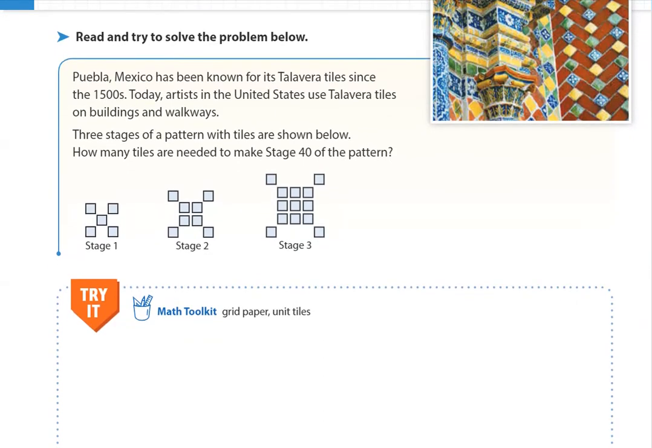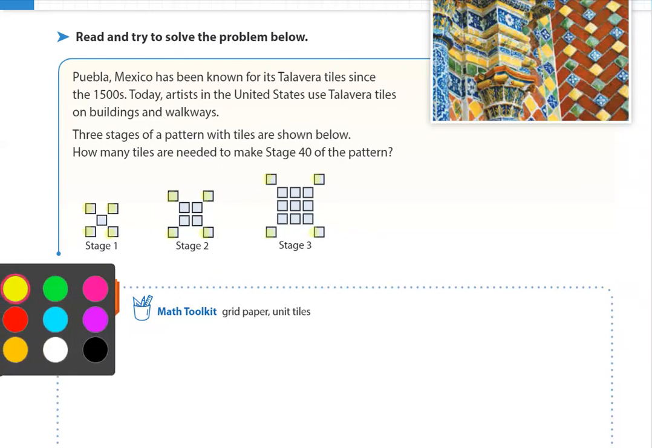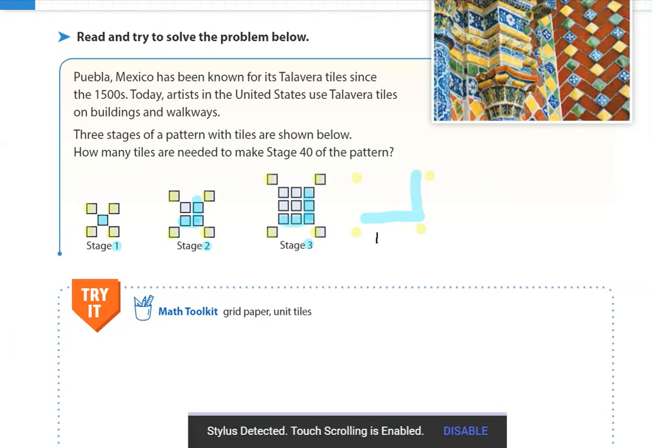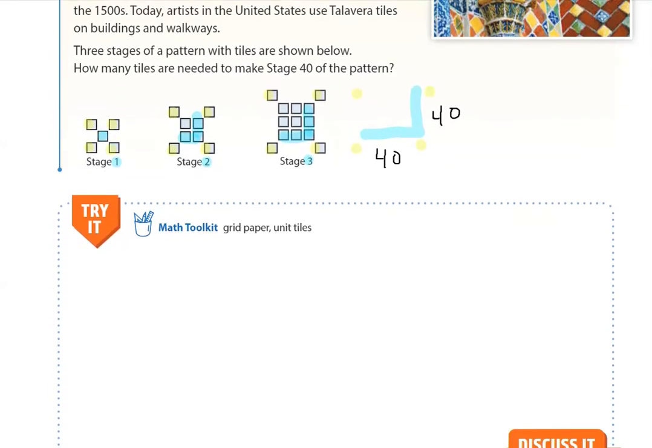And you'll notice that all of them have the 4 in the corner. So that seems to be the standard. And then within the pattern, stage 1 has 1 tile. Stage 2 has a 2 by 2 pattern. Stage 3 has a 3 by 3 pattern. So following that, it stands to reason that stage 40 would still have the 4 tiles in the corner and then have a 40 by 40 pattern. So 40 by 40. Okay.